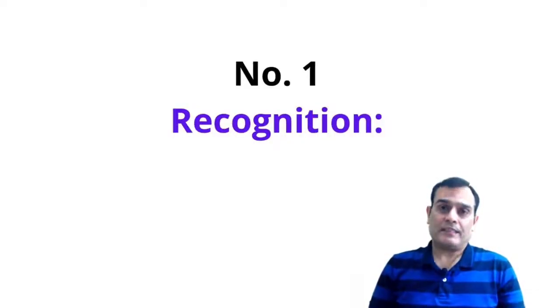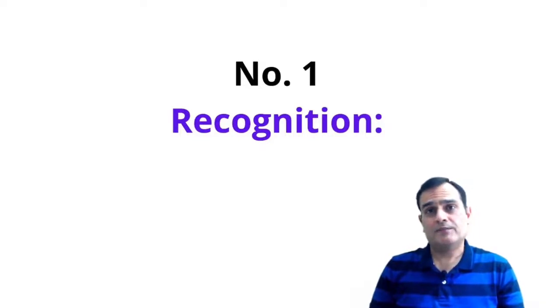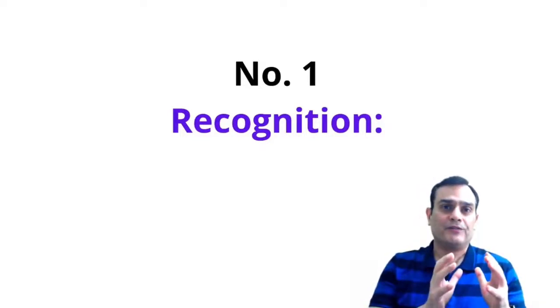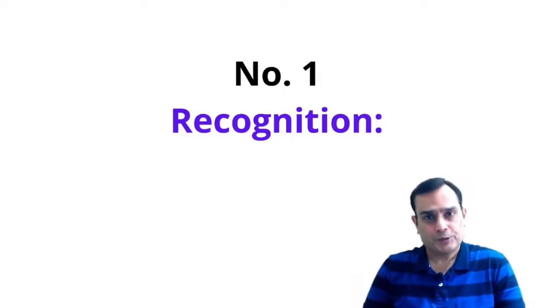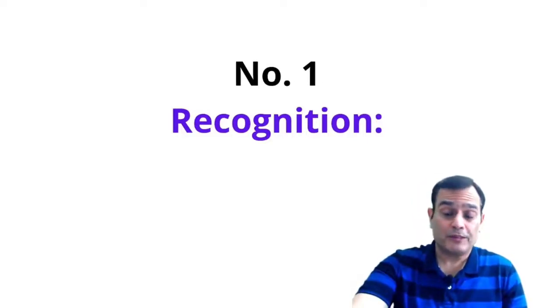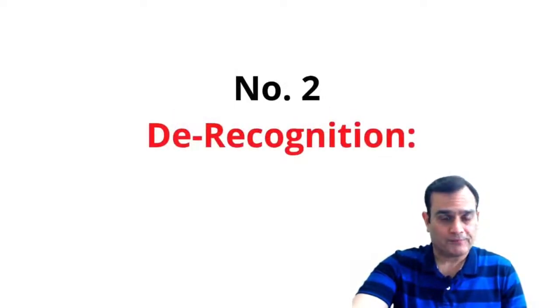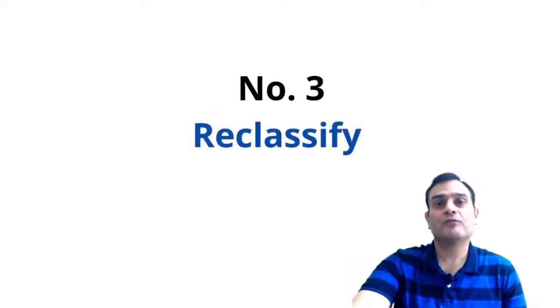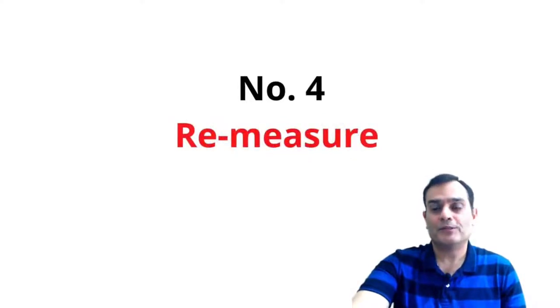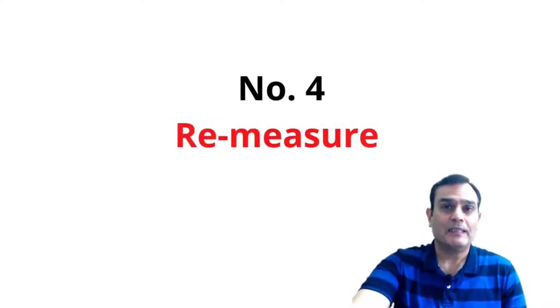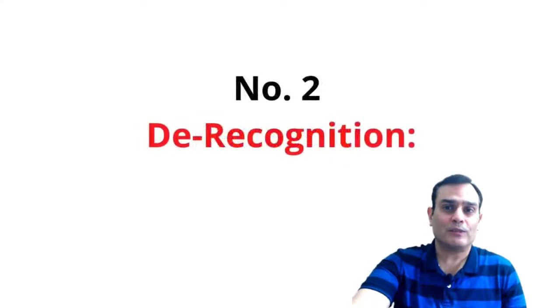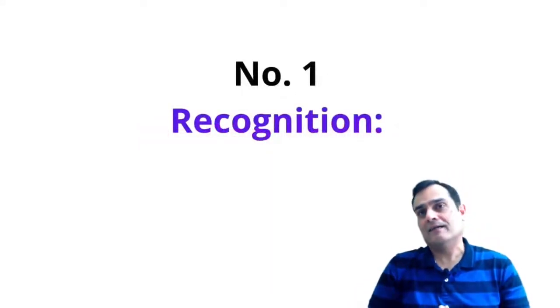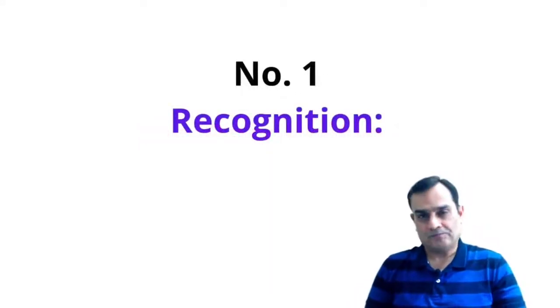Well, as we said that there are a total of 4 adjustments, so we can say in terms of the 4 adjustments, there is number 1, recognition. Number 2, it's called derecognition. Number 3, it's called reclassify. And number 4 is called remeasure. So you can see the interesting terms. That is the 4 terms. It all starts with practically R except the derecognition.